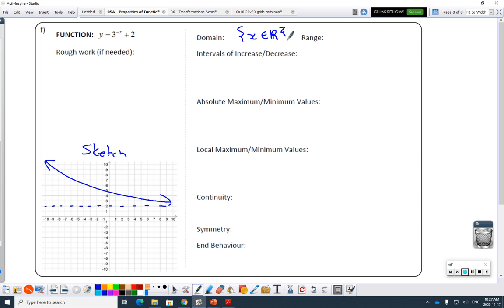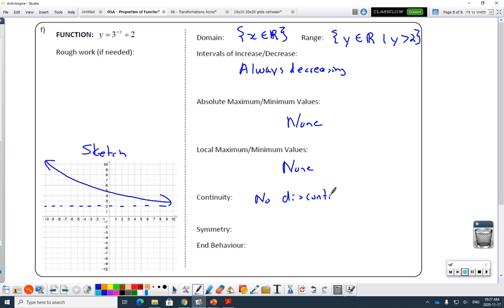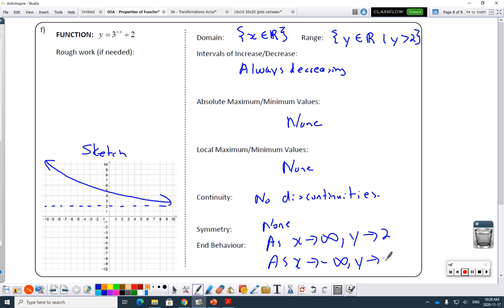Domain: x element of reals. Range: y element of reals, such that y is greater than 2. Intervals of increase and decrease: always decreasing. Absolute maximum or minimum: none. Local maximum or minimum: none. Continuity: no discontinuities. Symmetry: none. End behavior: as x goes to infinity, y goes to the number 2, and as x goes to negative infinity, y goes to negative infinity.